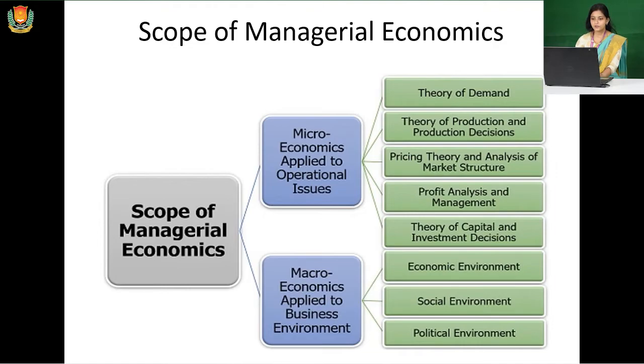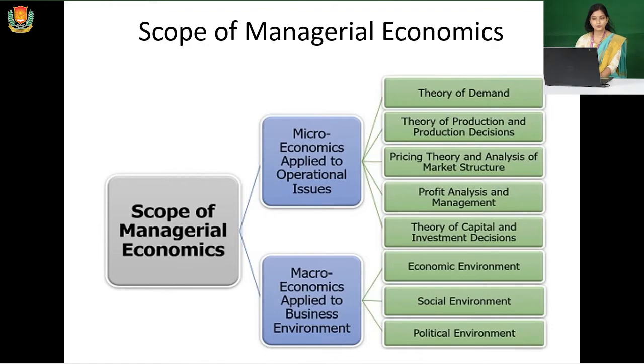Next is theory of production and production decisions. Theory of production: what is the production process, what is the production function, what is the ratio between capital and labor. These are all the decisions related to production that need to be taken by the managerial economist in any business organization. Next is pricing theory and analysis of market structures.